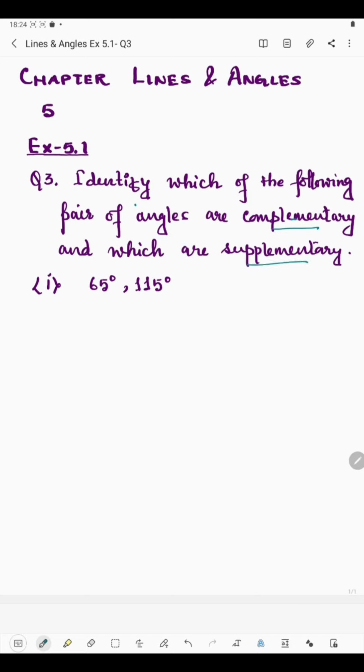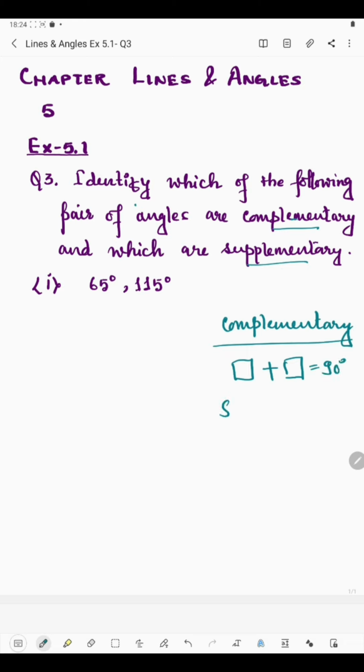angles. Now complementary angle means the sum of two angles will be 90 degree. Okay, sum of two angles will be 90 degree and supplementary means sum of two angles will be 180 degree. Okay.